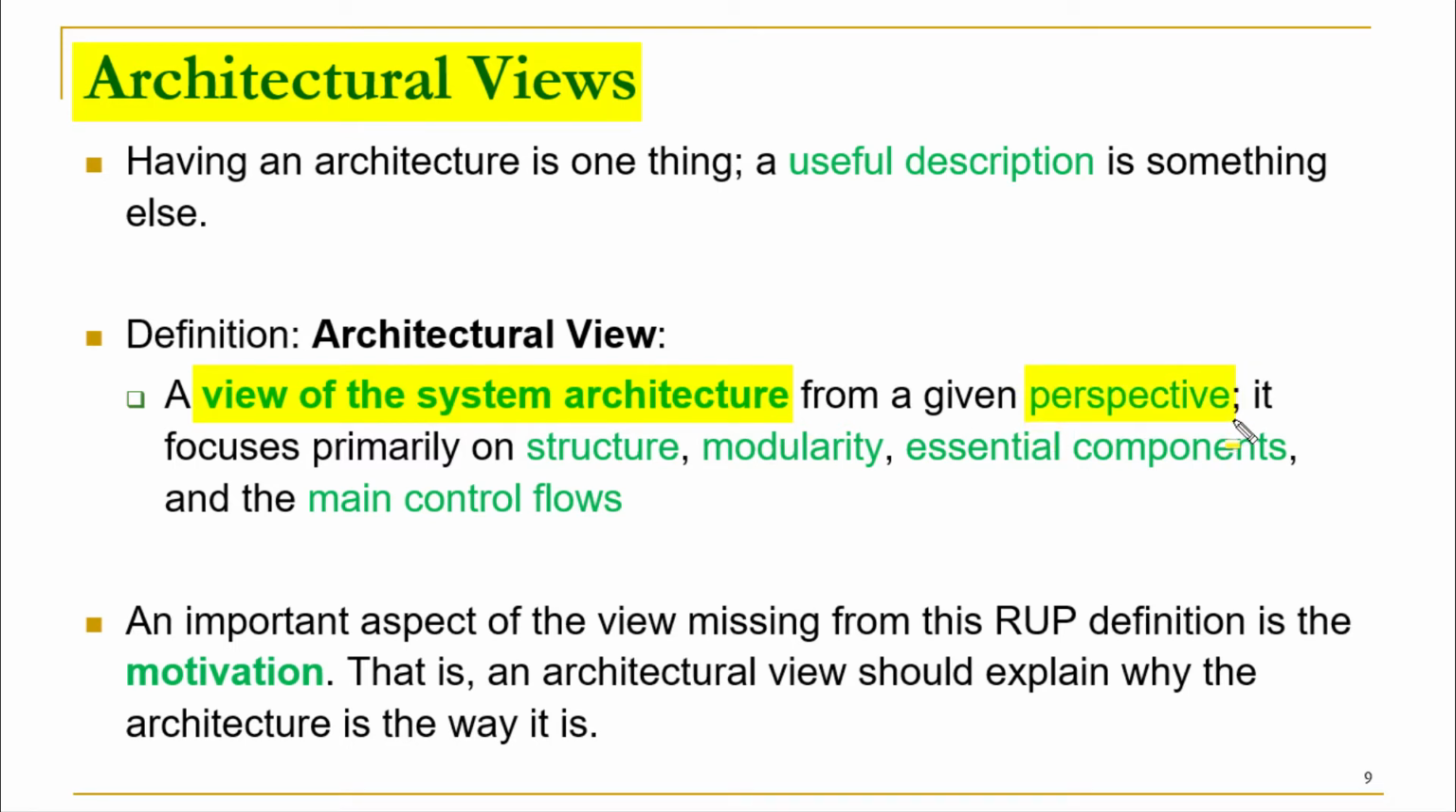Let me explain it in another way. If we go through the definition quickly, it says that an architecture view is a view of the system architecture, the whole complete architecture, from a given perspective. So we try to look at the architecture portion by portion, angle by angle, perspective by perspective. Every perspective might focus on the structure, the modularity, the essential components, or the main control flows. And remember, you cannot highlight all of these things at one single place, so you have to divide them into smaller portions and then explain them in your document one by one.